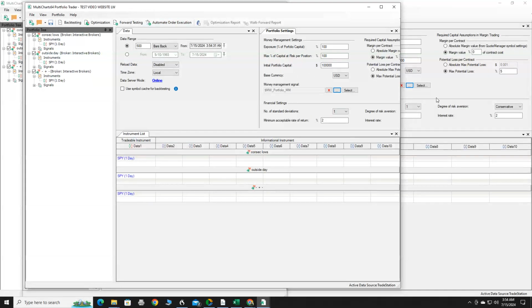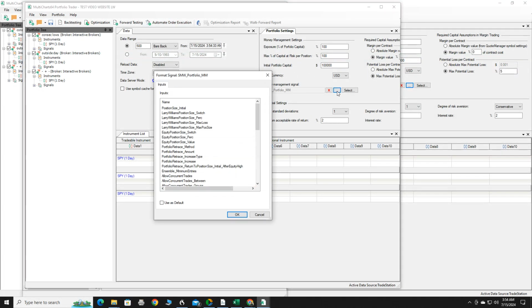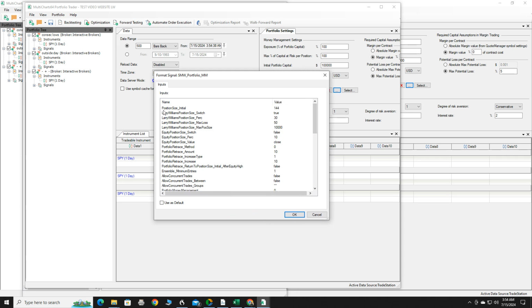So I'm going to bring the portfolio down, and you'll see we set the Larry Williams position size switch to true. We're using 30% of the portfolio for our base position size, and we're using our maximum loss or stop loss at $50, and maximum position size is 10,000. It works the same as at the strategy level. So true to turn it on.